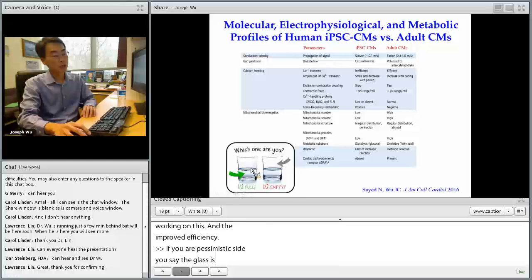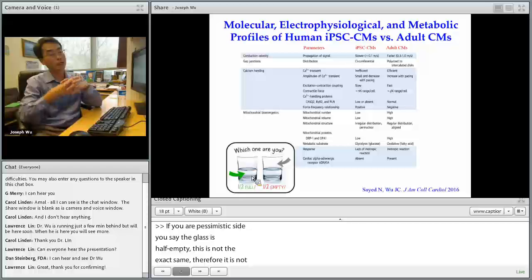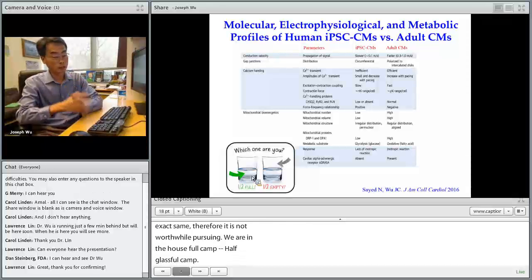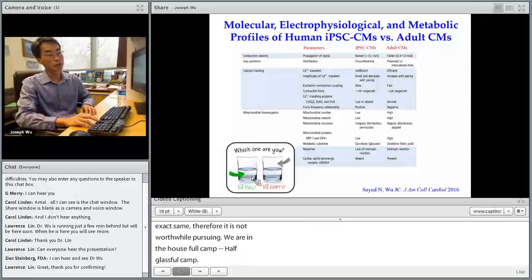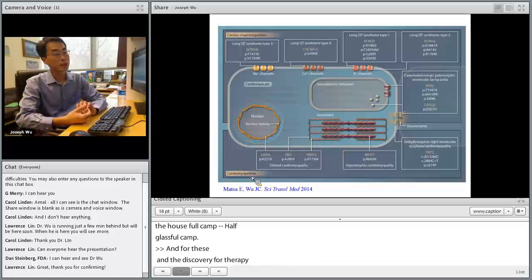Obviously, we're on the half full camp, and so our entire lab is dedicated toward how to improve these cardiomyocytes, how to mature them, how to make lineage-specific cardiomyocytes, and how to use these cells for disease modeling, for drug discovery, and eventually for potential cell therapy in the future. So I want to cover some aspects of disease modeling next.